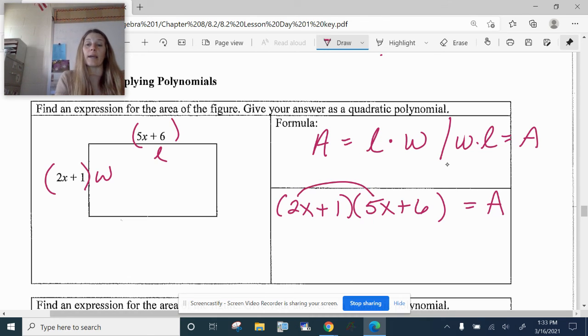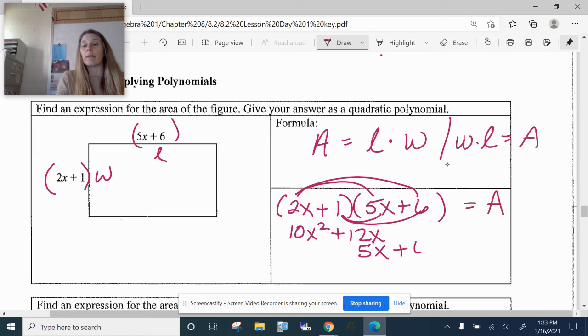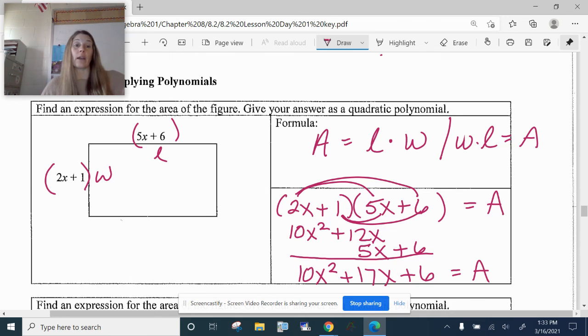So 2x times 5x is 10x squared. 2x times 6 would be 12x. 1 times 5x would be 5x, and 1 times 6 would be 6. And then if I combine my like terms, I get 10x squared plus 17x plus 6, and that is the expression for the area of that rectangle.